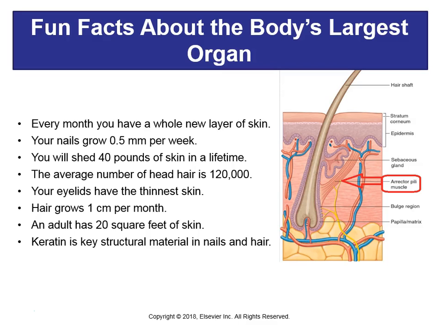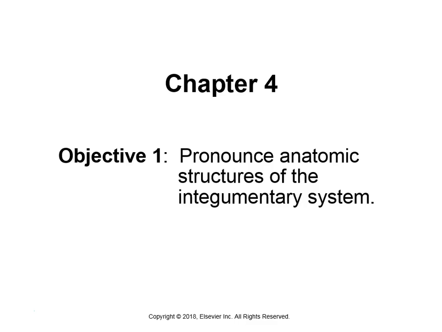And your eyelids are made of skin, obviously, and that's the thinnest part in your whole body. An average adult, give or take, has about 20 square feet of skin. It is your largest organ in your whole body, so we need to take care of it, and that also means that there's a lot of things that can go wrong with it. So first, we're just going to kind of orient you to the general anatomic structures of the integumentary system, so that way when we put medical terms to it, you will kind of have a basis for reference.